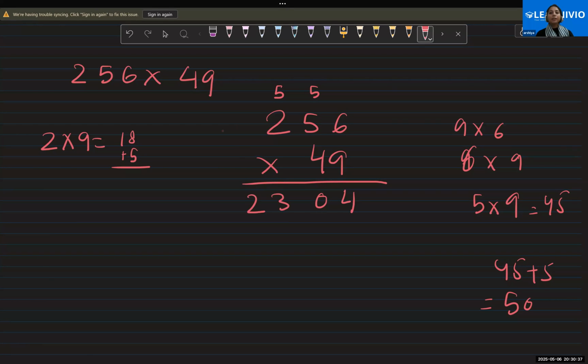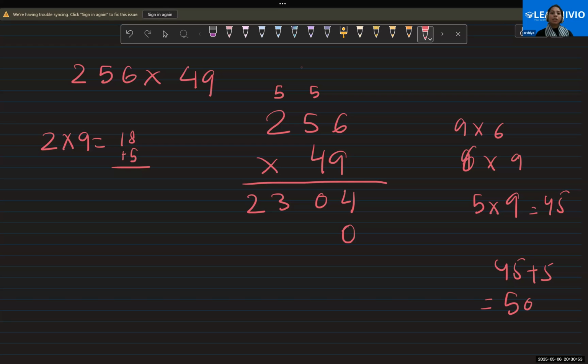I'll write the whole 23 because there is no other number. Okay. Now the next number. So what should I do? Should I start my answer from here only? No, write 0. Yes. So let's make a 0.